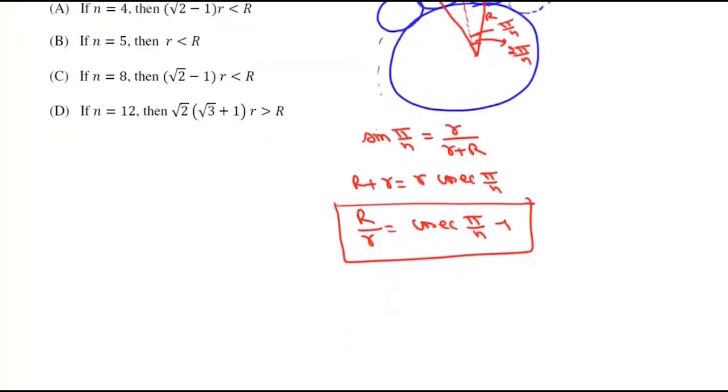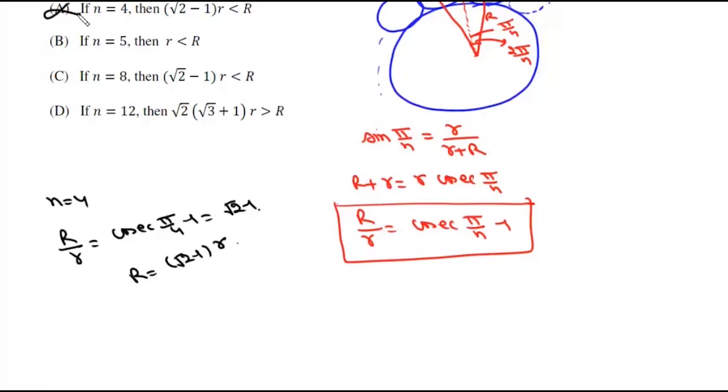Now for option A, it says if n is 4, then R is greater than r into root 2 minus 1. So we'll put n as 4. Now if we put n as 4, we get R upon r is cosec pi by 4 minus 1, which is root 2 minus 1. So in this case, R should be equal to root 2 minus 1 into r, and not greater than that. That means this option A is incorrect.